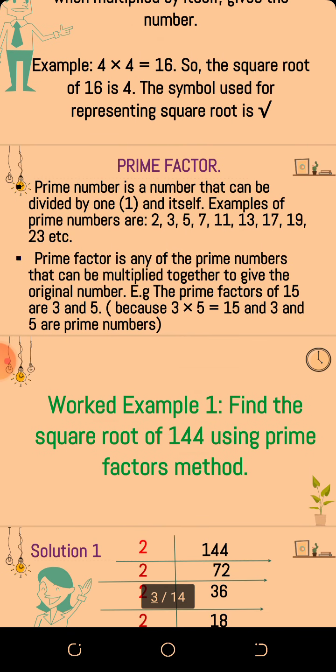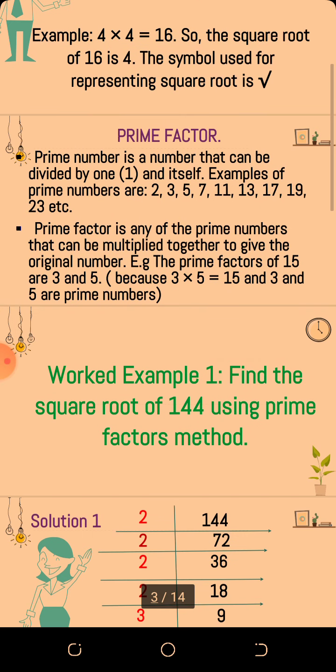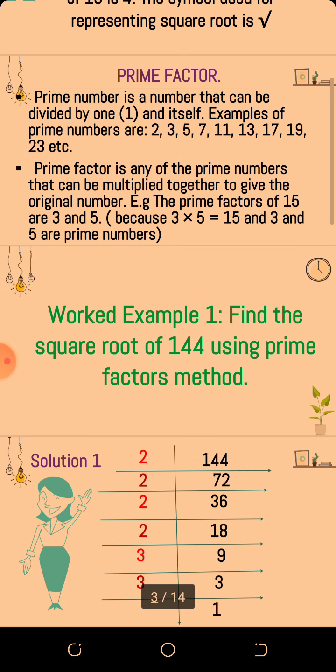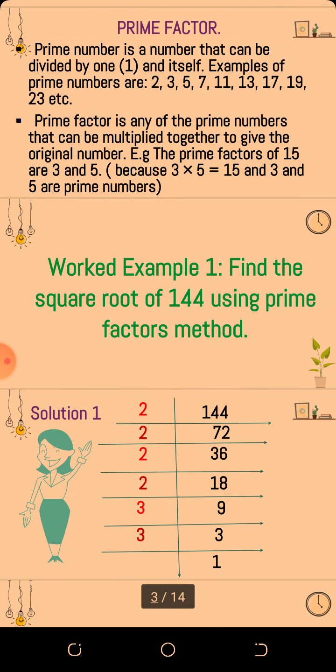Prime factor. In order to understand what a prime factor is, we need to know what a prime number is. A prime number is a number that can be divided by 1 and itself. In other words, a prime number has two factors, which are 1 and itself. Examples of prime numbers are 2, 3, 5, 7, 11, 13, 17, 19, 23, and so on.